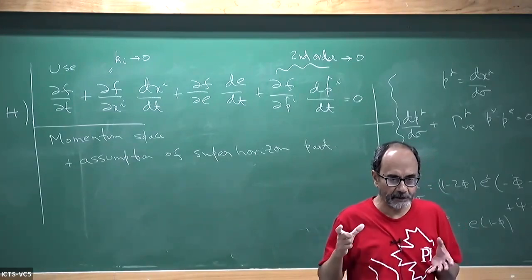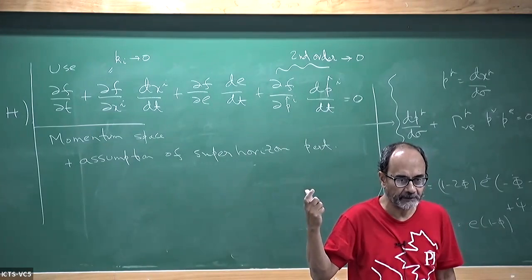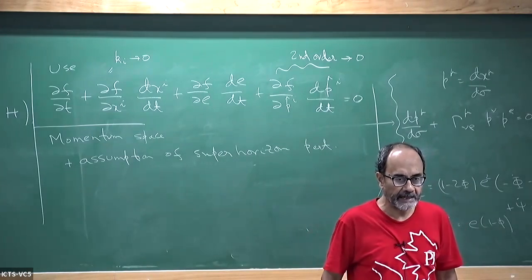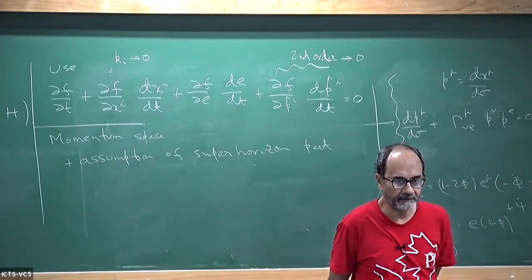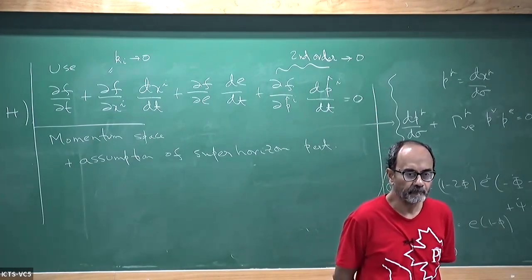Because the gas is anisotropic, it is actually not 0, but it's proportional to the perturbation. Anisotropy has to come from the perturbation itself. If there's no perturbation, then there'll be no anisotropy in the distribution function.